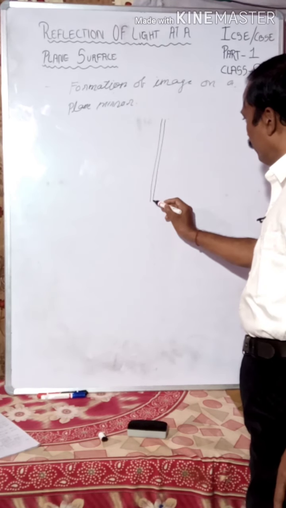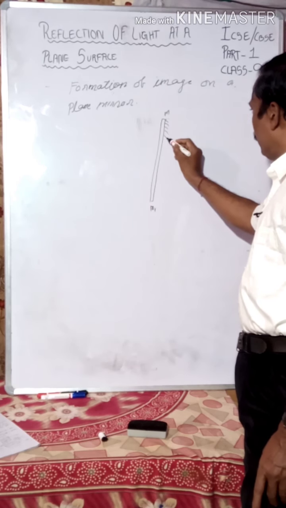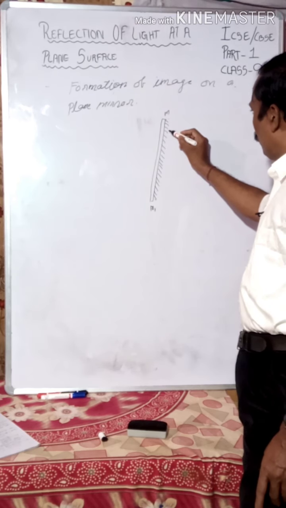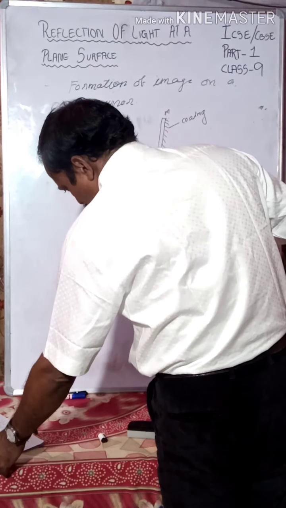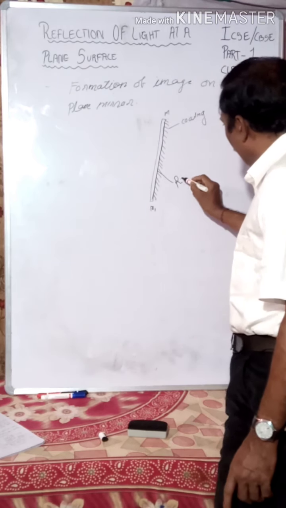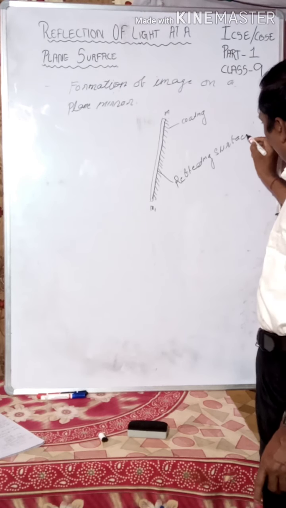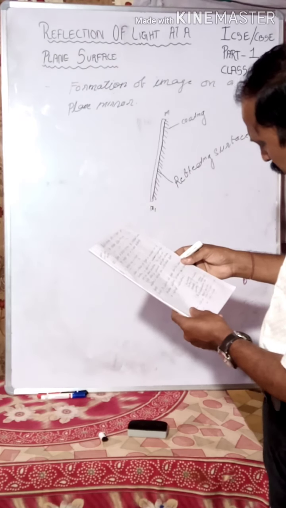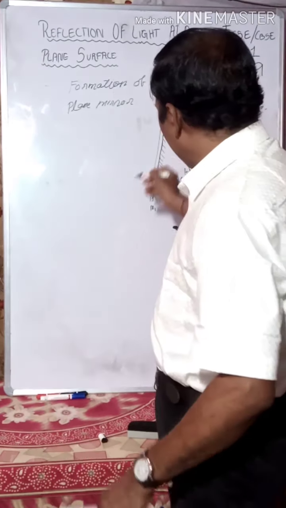This is a mirror. Suppose this is M1. This is the coating, and this is the reflecting surface, also a silver surface. And this is the polished surface.